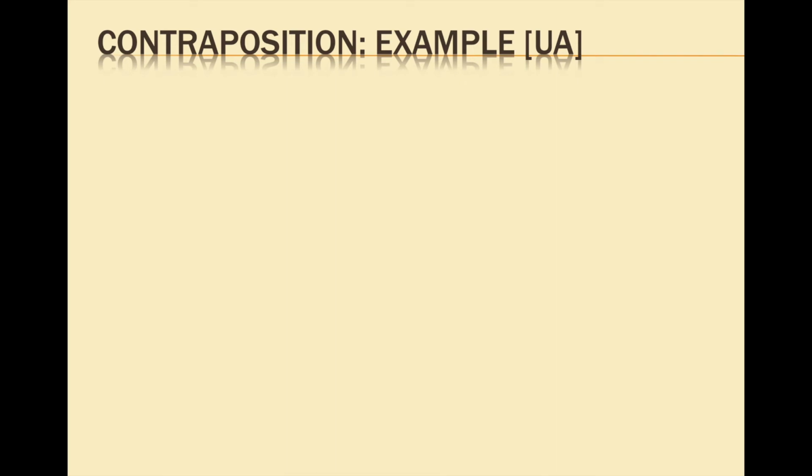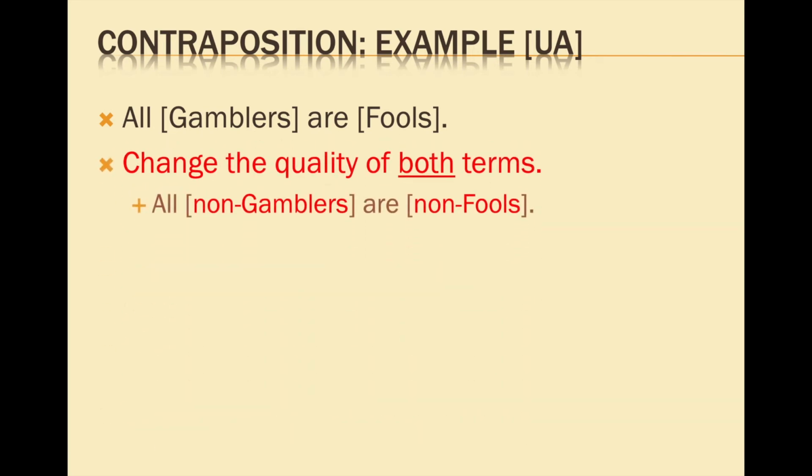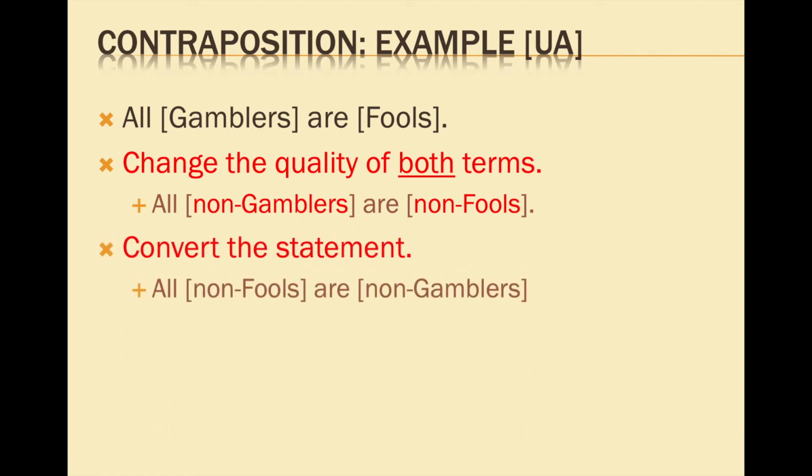So here's an example of contraposition on a universal affirmative statement. All gamblers are fools, a universal affirmative statement. Change the quality of both terms, which means substitute the original terms for their complementary terms. So it becomes all non-gamblers are non-fools. But that's only the first step. We're not done yet. You must then convert the statement, right? So it becomes, in the end, the logically equivalent statement, all non-fools are non-gamblers.